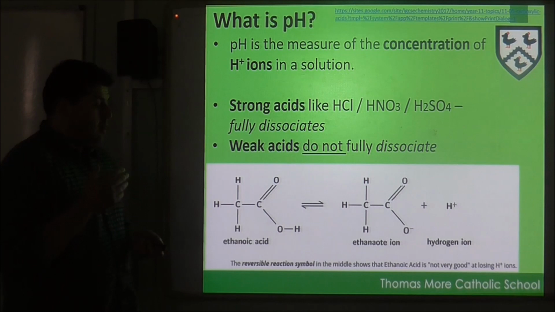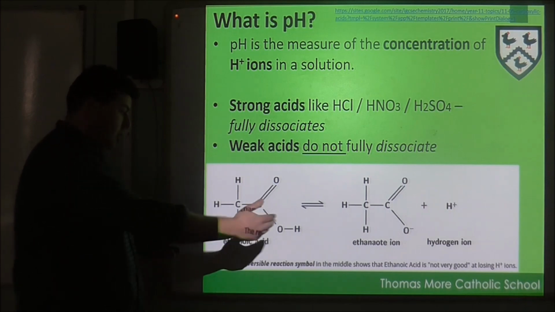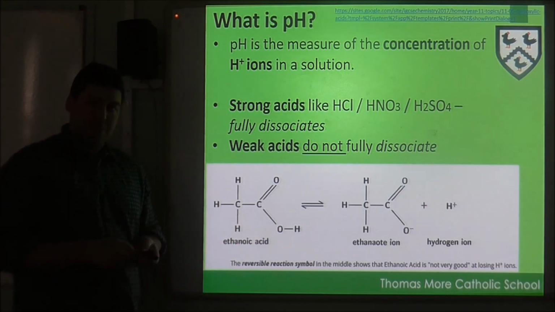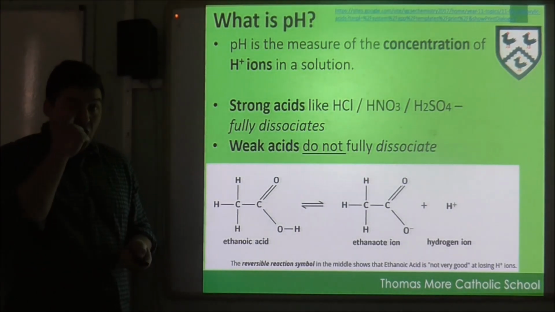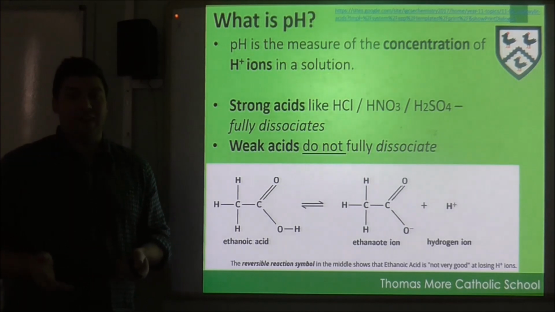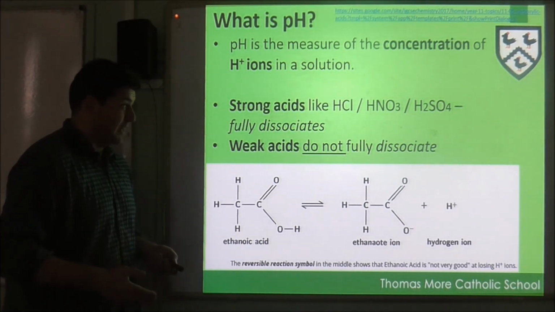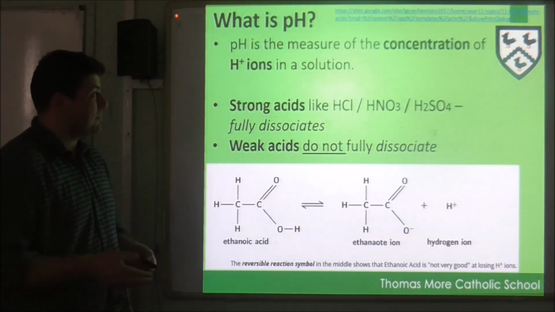So what that means is that at the same time as some H+ hydrogen ions are being formed, also some ethanoic acid is being formed. That is why it's a weak acid. It would have a higher pH. That's why you can put ethanoic acid on your chips. You couldn't put hydrochloric acid on your chips unless you wanted to be in hospital.